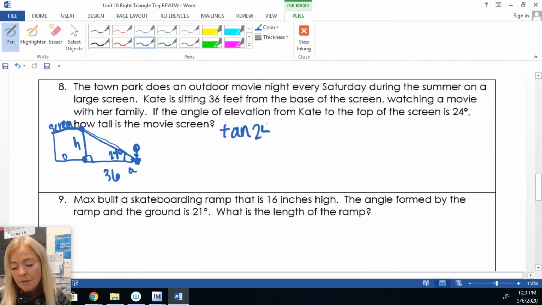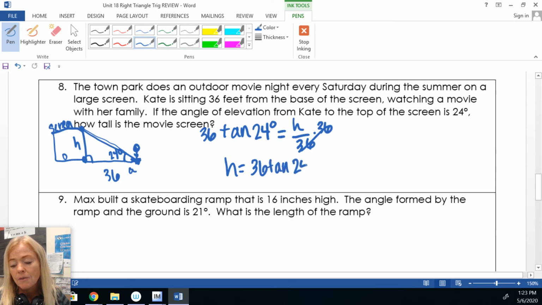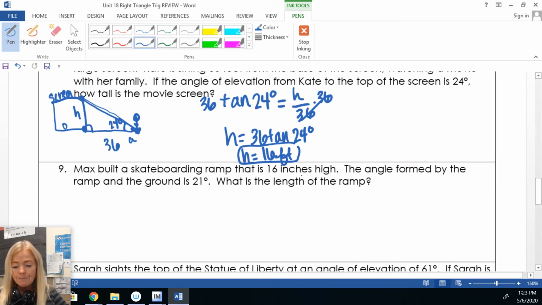So tangent of 24 degrees is equal to our opposite over our adjacent, h over 36. So to solve now for h, we must multiply both sides by 36. So we multiply by 36, and we have h is equal to 36 times the tangent of 24 degrees. And that's 16.03, so 16 feet, right? Yep. 16 feet is the height of that screen.